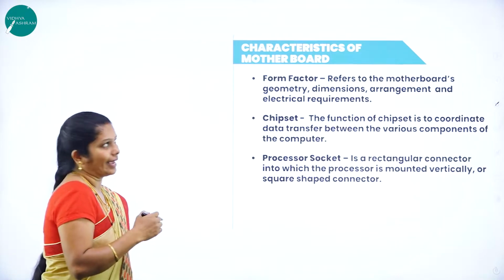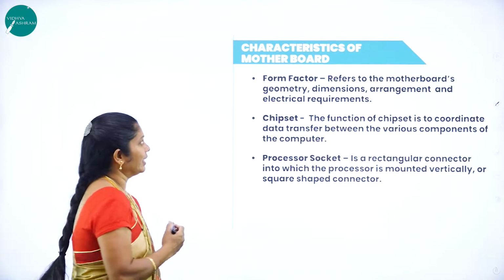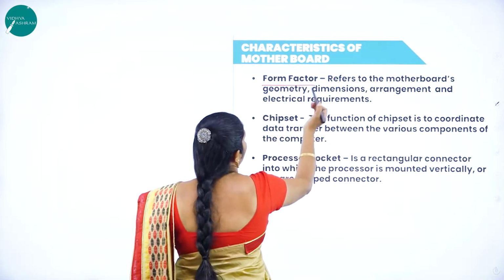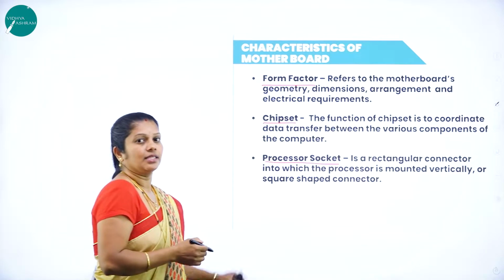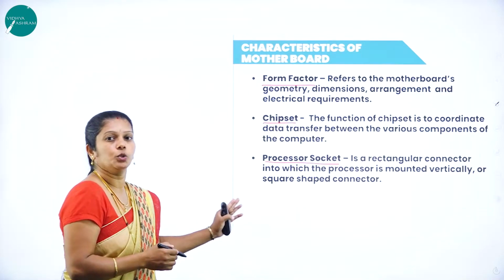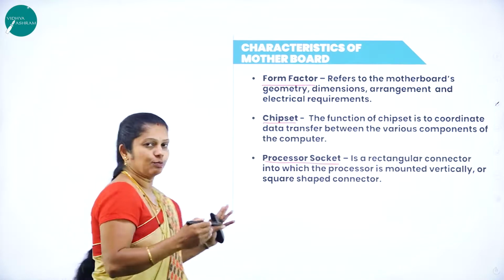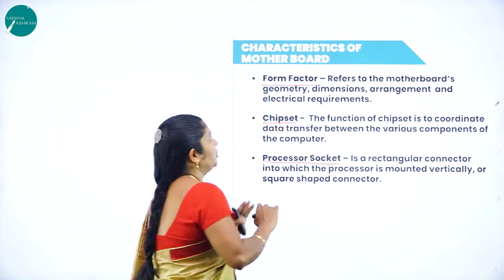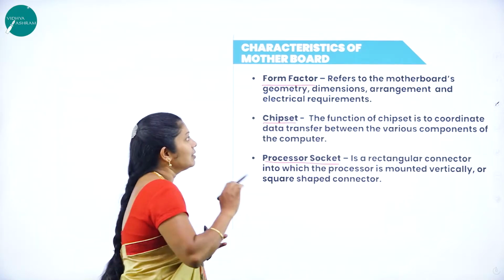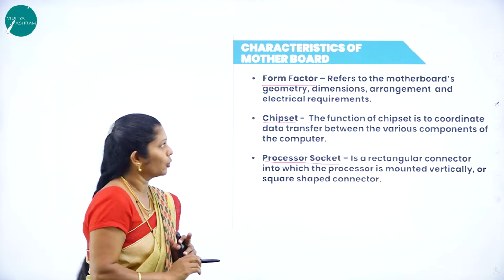Next, when we come to the characteristics of the motherboard, there are 3 characteristics: form factor, chipset as well as processor socket. This is an important question. For 3 marks, usually they will ask this question: explain the characteristics of motherboard. On that, I told you 3 points: form factor, chipset as well as processor socket.